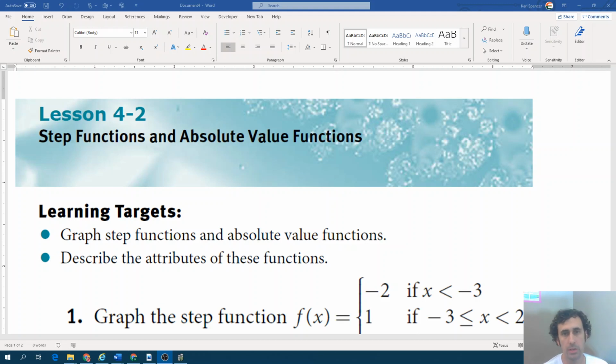Hello and welcome back to lesson 4.2. Today we're going to be looking at how to graph step functions and also absolute functions.